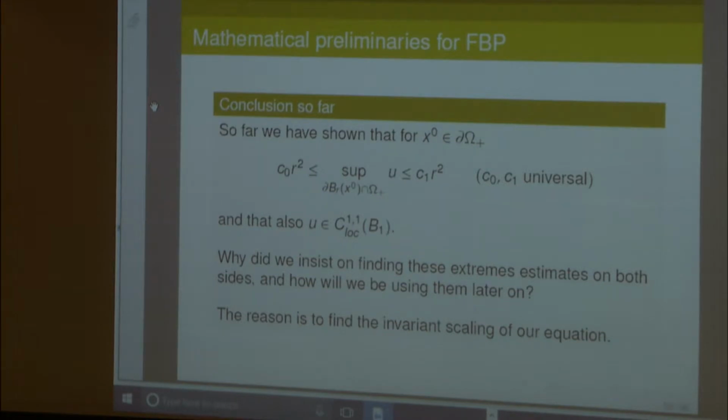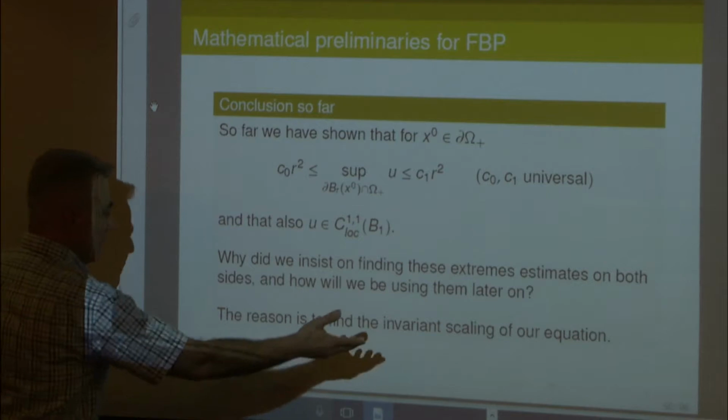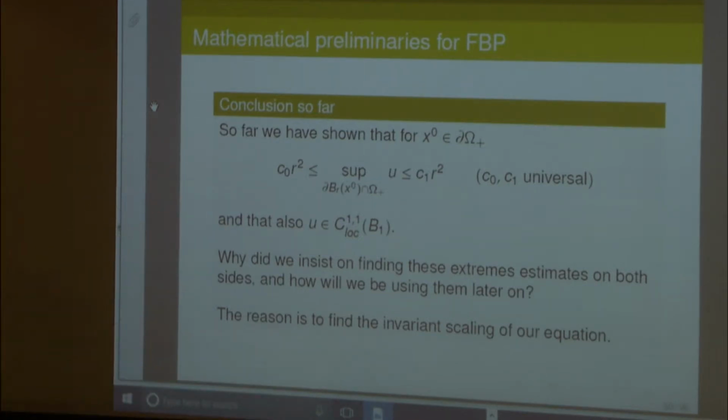If you're standing at 0 and you take a paraboloid, C1 R squared, and take a C0 R squared, your graph of the function u is in between. That's not the graph, the supremum of the function is in between. At some point, the function can be completely 0, but the supremum is always larger than C0 R squared and between the two. This actually helps us because of the invariance of the scaling that I tried to tell you.